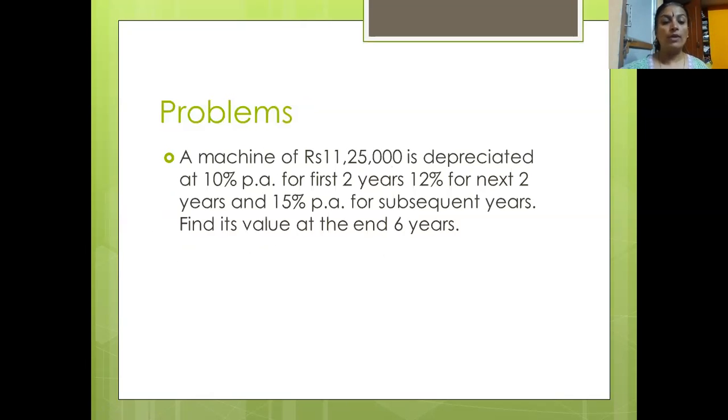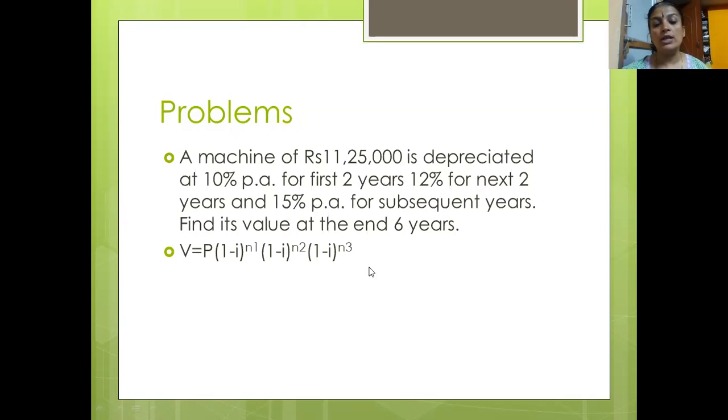Let us solve one more problem now. A machine of rupees 11,25,000 is depreciated at 10% per annum for the first 2 years. Here n is equal to 2 and I is equal to 10%. And again, it is varying, 12% for the next 2 years. Here n is equal to 2 and I is equal to 12%. And 15% for the subsequent years. Again, it is getting changed. Find the value at the end of 6 years. So 6 years means the first 2 years, 10%. The next 2 years, 12%. Then 2 plus 2, that is 4. And finally, 2 more years. Out of 6, 2 more years, that is 15%.